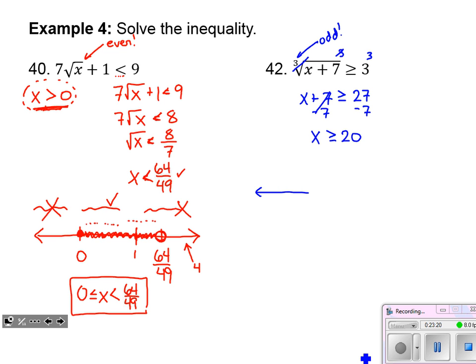Well, I want to be sure of that on the number line, so here is 20. Greater than or equal to means a solid dot, and I'm thinking my solutions are over here, but it might be helpful to check some numbers. I know that 8 is a perfect cube, so if I were to test x equals 1, which would be over here on the number line, if I plug that in, then the cubed root of 8, 2, is not greater than or equal to 3, so I know that numbers to the left of 20 don't work.